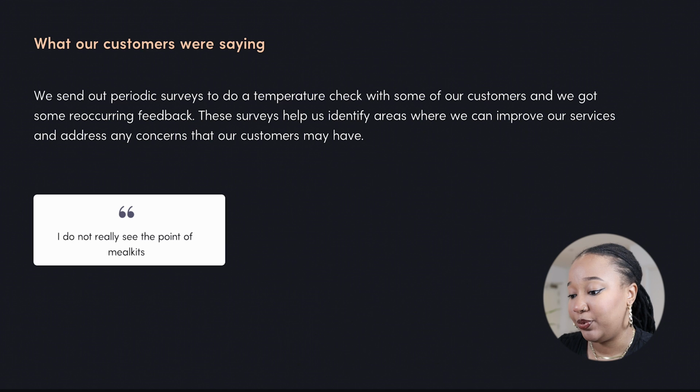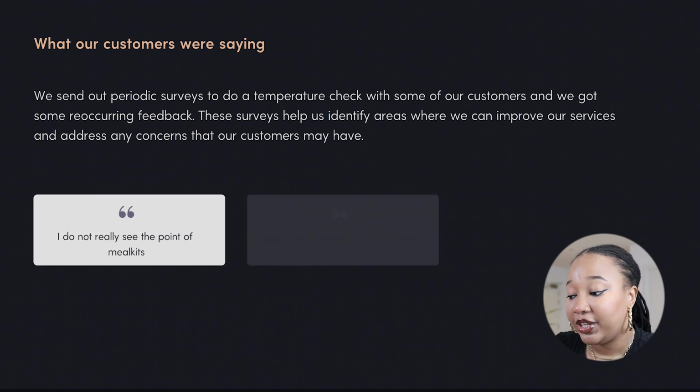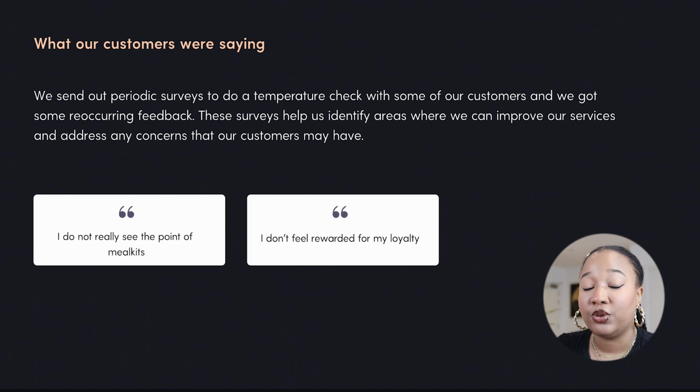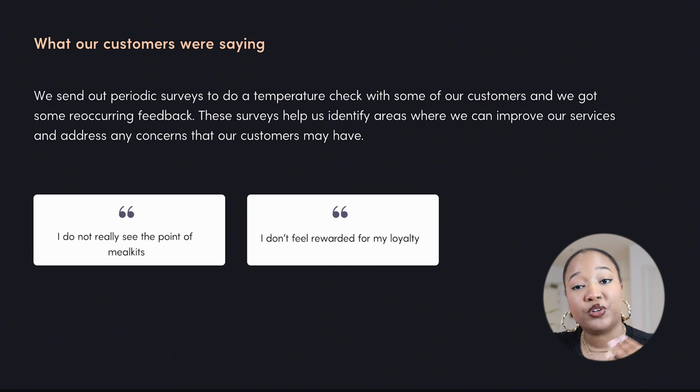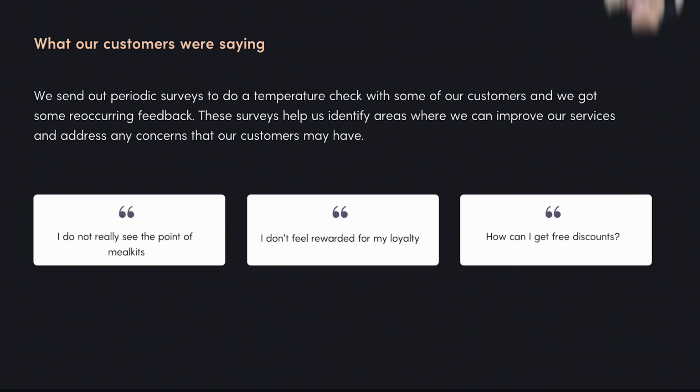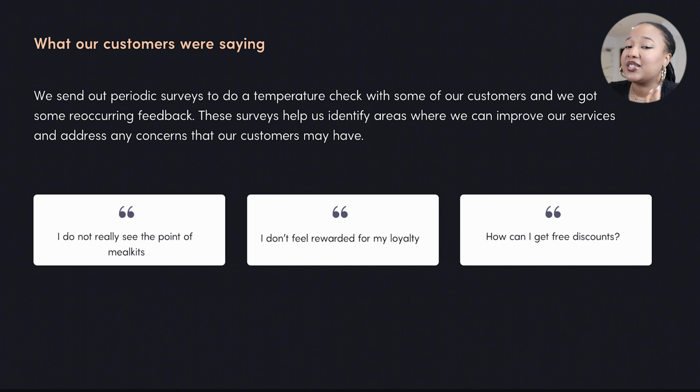under the HelloFresh Group. And so we were seeing people saying things like, I don't understand the value, I don't feel rewarded for my loyalty. So for people that have ordered frequently or have ordered a lot. And then people, of course, asking how they can get access to more discounts and basically rewards for their loyalty.